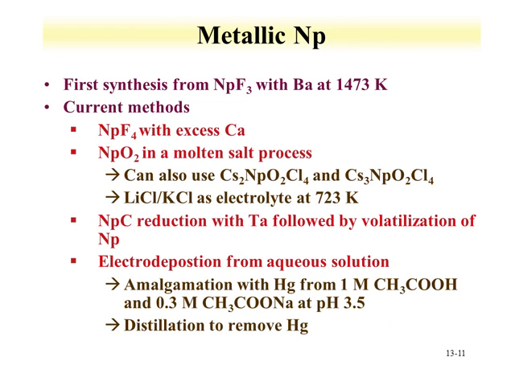Now we can start exploring chemical forms of neptunium that have some relevance to the nuclear fuel cycle. One would be metallic neptunium. This was first synthesized from neptunium trifluoride with barium metal at elevated temperature. Current methods are very similar to the uranium methods, where you can use group 1 or group 2 elements or a molten salt process for producing neptunium metal.